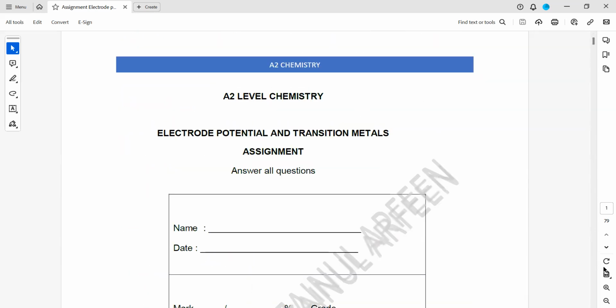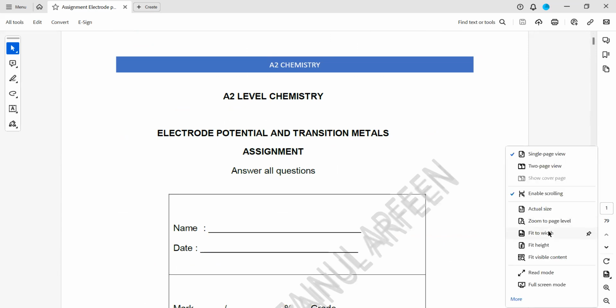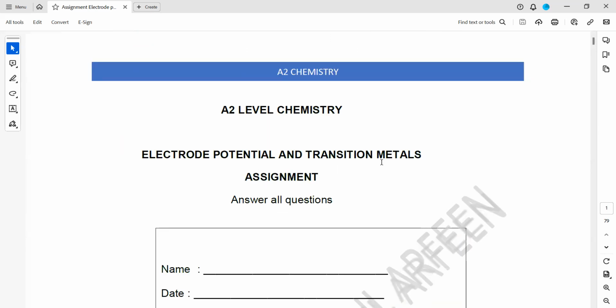Electrode potential and transition elements are some of the most important topics in Unit 5. You have to be very good in this.